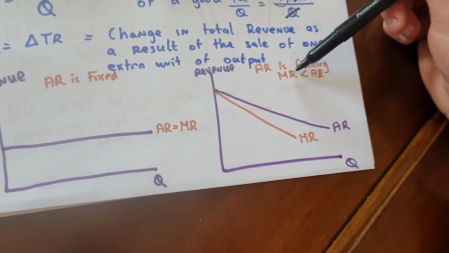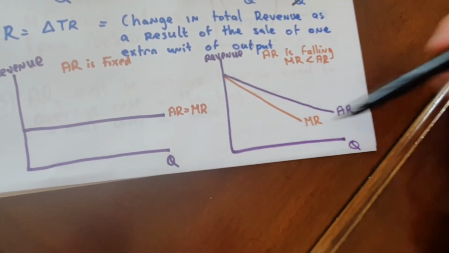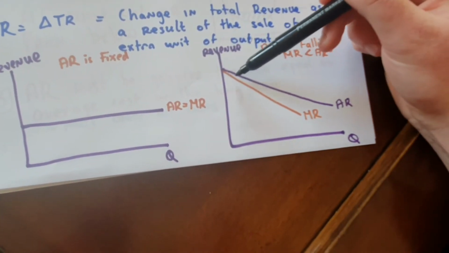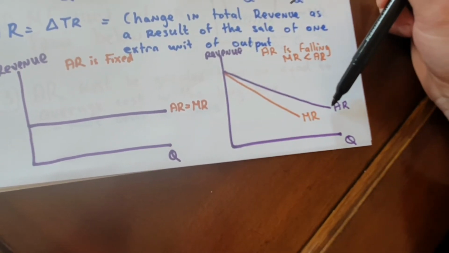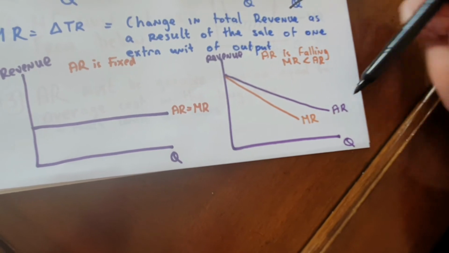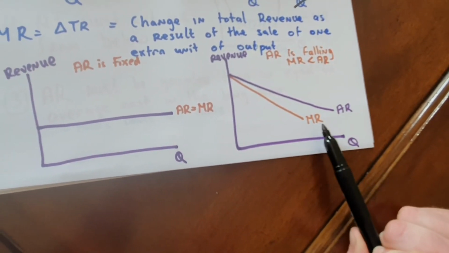What's different then is if our average revenue is falling. So if our marginal revenue is less than our average revenue, it's going to look a little bit like this. So our marginal revenue curve is going to be inside our average revenue curve. So again, our average revenue is going to be greater than our marginal revenue.